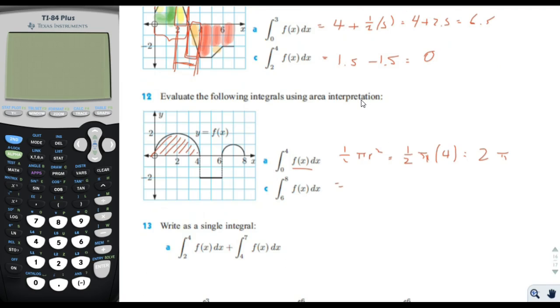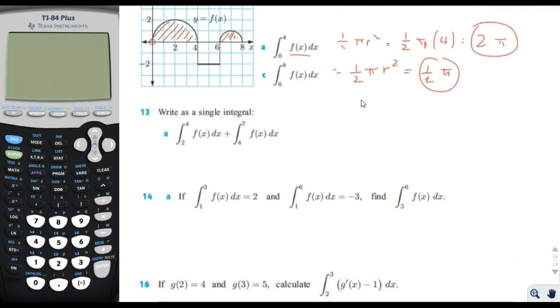And then this one here, it's 6 to 8. It's a smaller circle, radius of 1. So, and it's a half circle also. So it would be 1/2 pi r squared, and the radius in this case is 1. So it would be 1/2 pi, and the radius is 1. So that would be the answer right there.